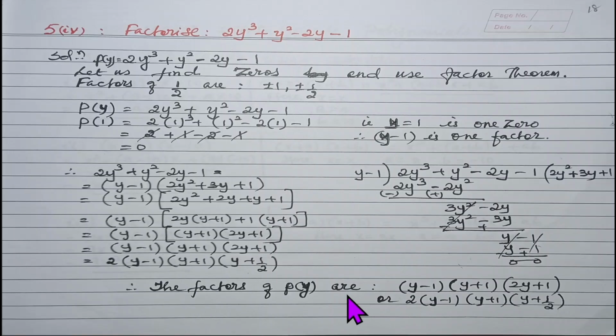So therefore the factors of the polynomial p of y are y minus 1, y plus 1 and 2y plus 1. So these are the factors. If you want, we can take 2 as common and change the 2y plus 1 as y plus half, but it's better you keep it as y minus 1, y plus 1, 2y plus 1 as the factors of the given polynomial. That is how we factorize it. So the factors of 2y cube plus y square minus 2y minus 1 are y minus 1, y plus 1 and 2y plus 1. So that is the procedure of carrying out the factorization of any given polynomial.